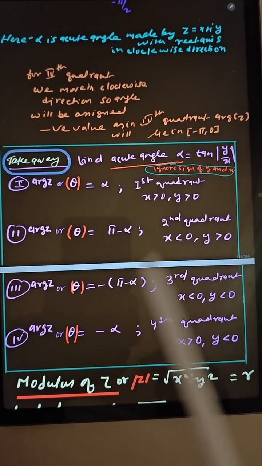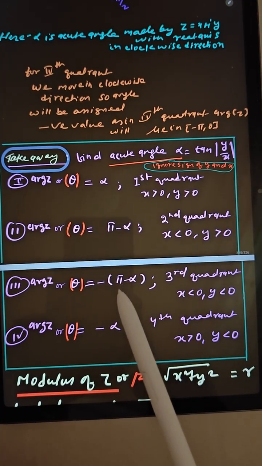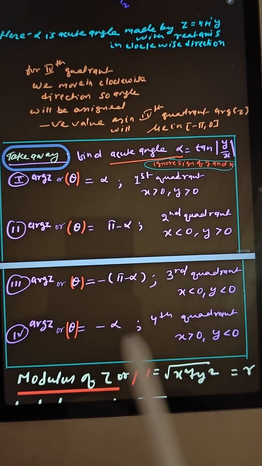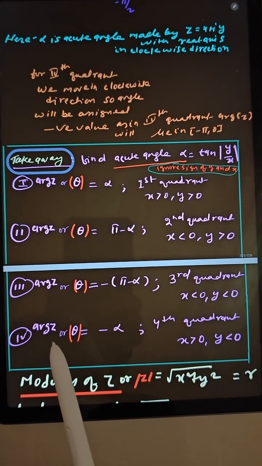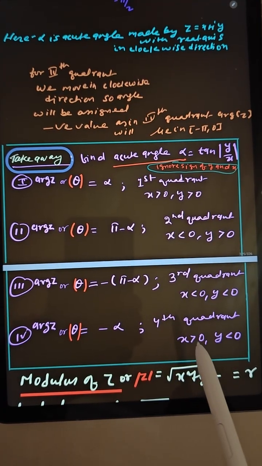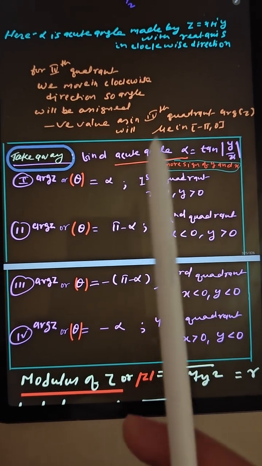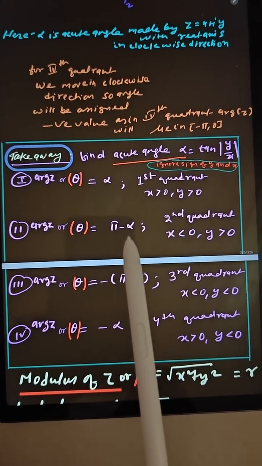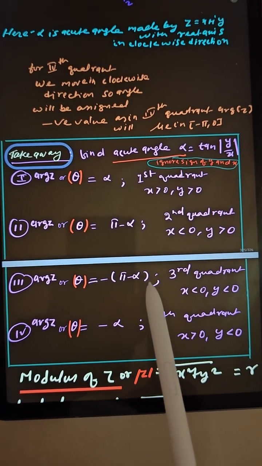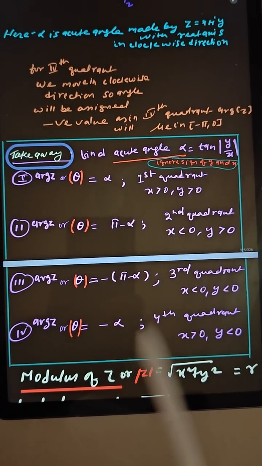I have already explained it. Now in the third quadrant, the argument of z, that is theta, is equal to minus (pi minus alpha). In the third quadrant, x is less than 0 and y is less than 0. In the fourth quadrant, the argument of z, that is theta, will be minus alpha. In the fourth quadrant, what happens? x is positive, y is negative. So this is the takeaway. You have to remember the formula: first quadrant alpha, second quadrant pi minus alpha, third quadrant the opposite of this, minus of (pi minus alpha), and fourth quadrant the opposite of this, directly minus alpha.